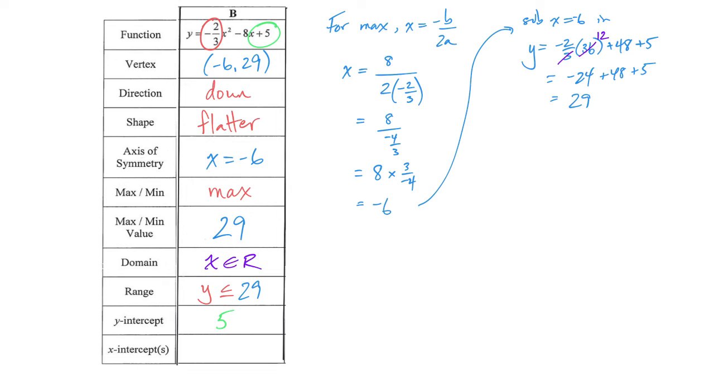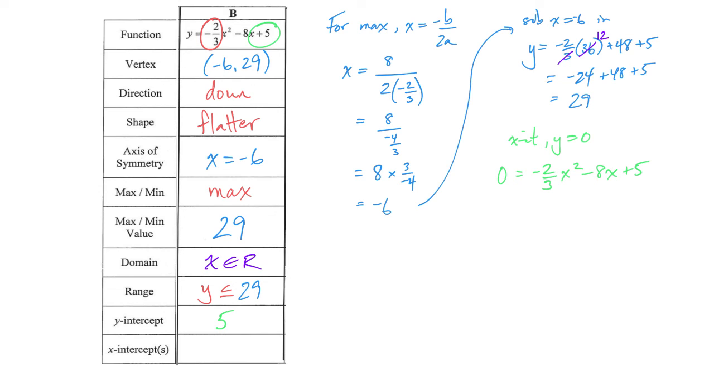I have no idea what I'm writing here. I am going to find my x-intercepts by making my y value 0, and I'm going to use the given form of that equation.